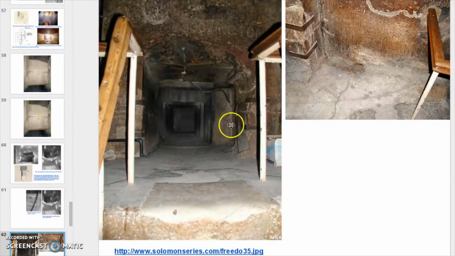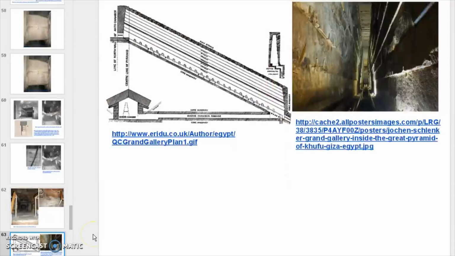The door that I was talking about is right here. It goes into the King's Chamber down in there. These are just more current-day pictures of the structure.